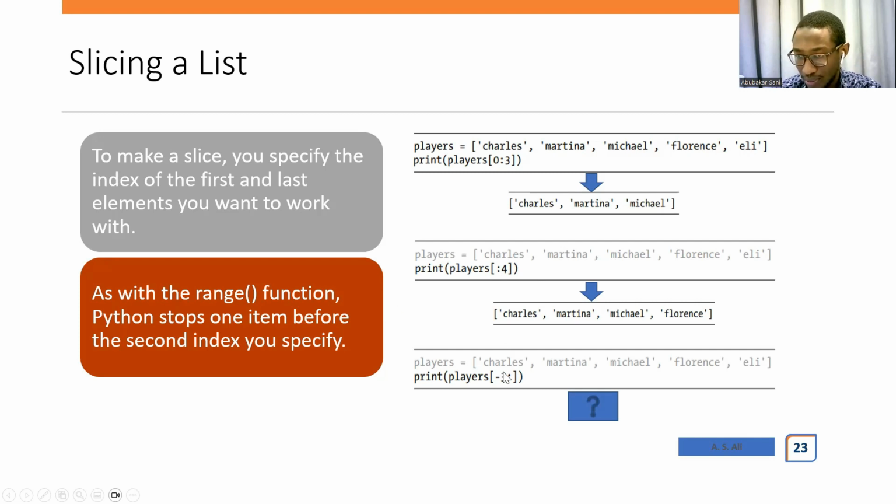Another thing to look at is you might have negative indexes. Remember, we said earlier when you put -1, players -1, it is going to be Eli. -2 Florence, and so on. -3 is going to be Michael. So when you do players -3 without the last element, we are saying start from the third to the last element up to the last element. So by not including the stopping index, you are saying give me everything from this to the end. So what this one will do, it's going to give you Michael, Florence, and Eli.